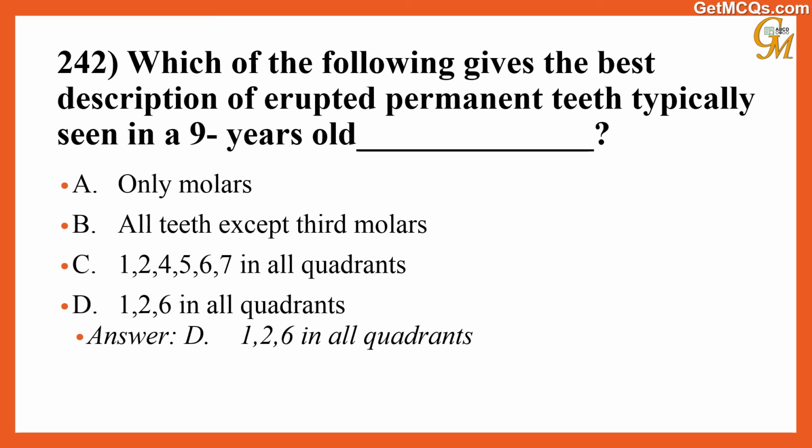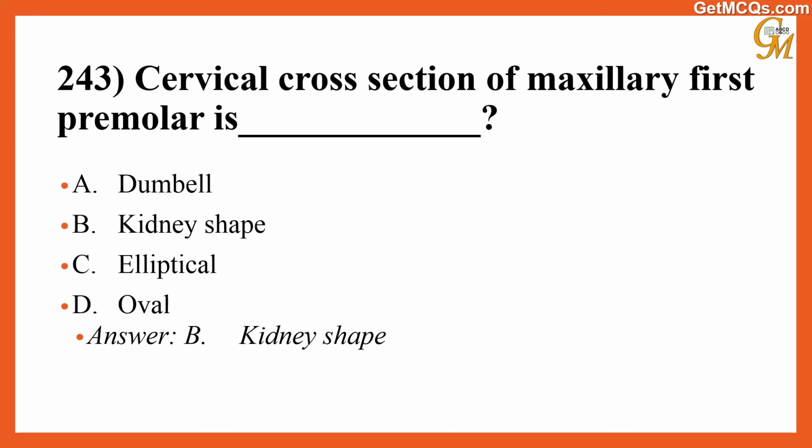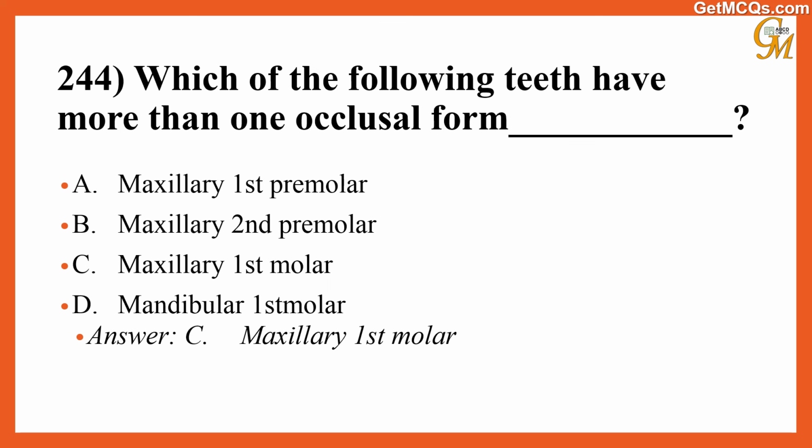242. Which of the following gives the best description of erupted permanent teeth typically seen in a 9-year-old? Answer: D. 1, 2, 6 in all quadrants. 243. Cervical cross-section of maxillary first premolar is? Answer: B. Kidney shape. 244. Which of the following teeth have more than one occlusal form? Answer: C. Maxillary first molar.